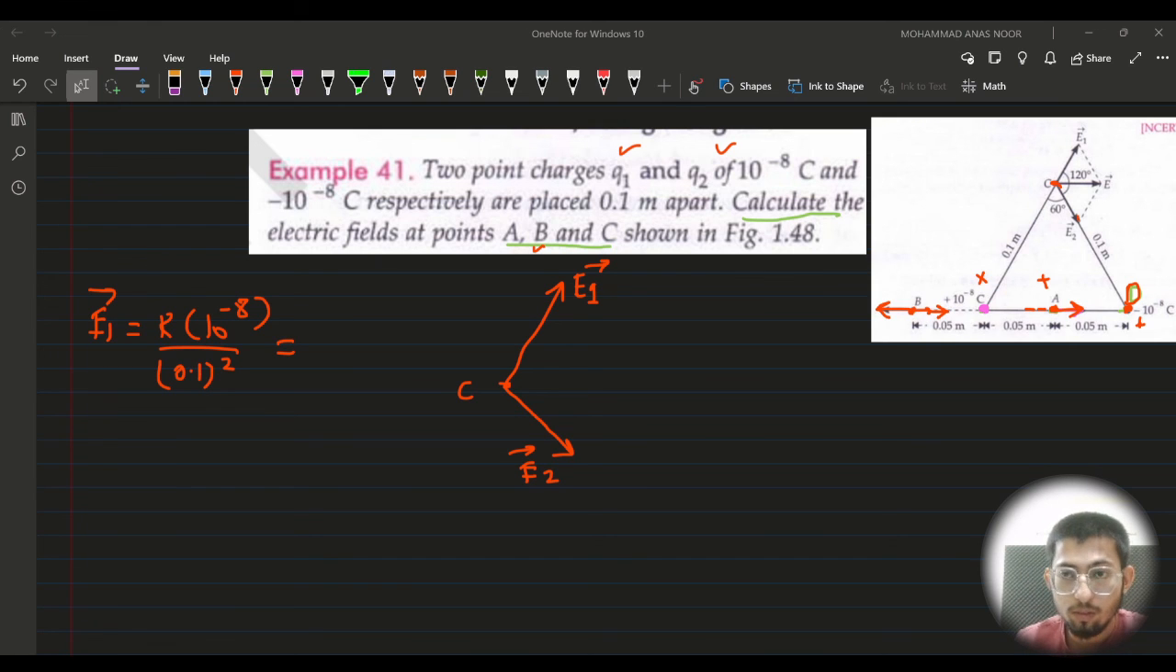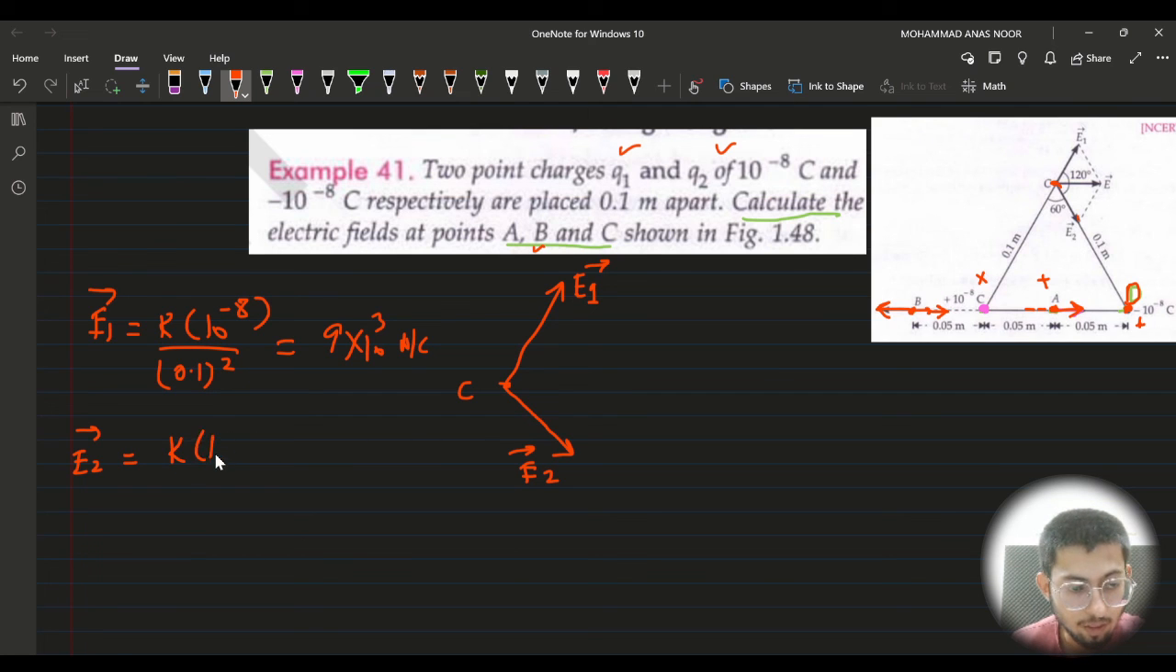Okay, so we'll find this E1 and E2, the magnitude of E1 and E2. So what would be the magnitude? KQ by R square, right? So this would amount to how much? I think it would amount to 9 into 10 to the power 3 Newton per Coulomb. And same thing for E2, because the distance is the same and the charge magnitude is also the same. So again, KQ by R square.